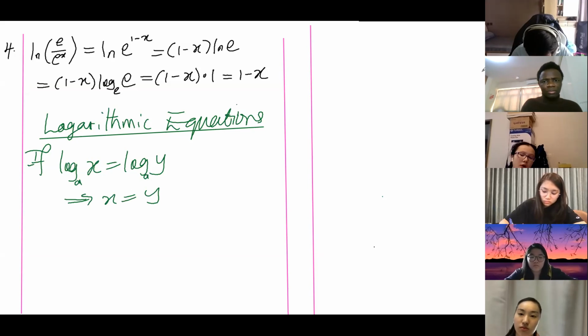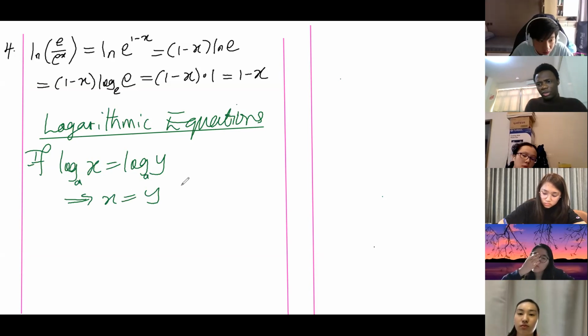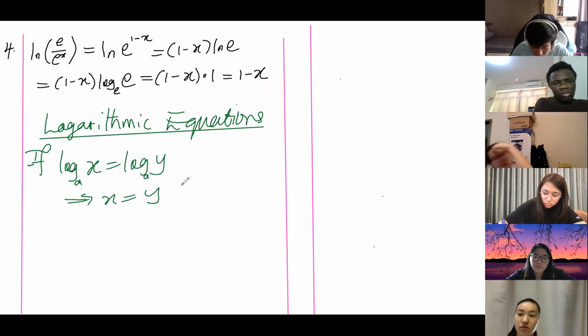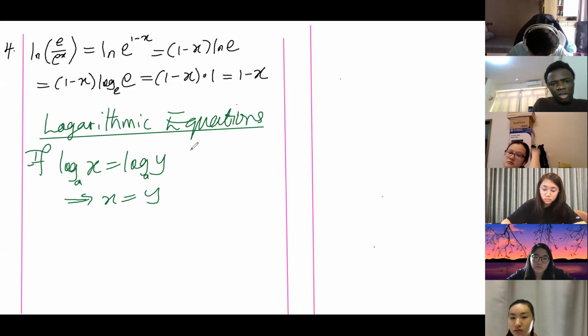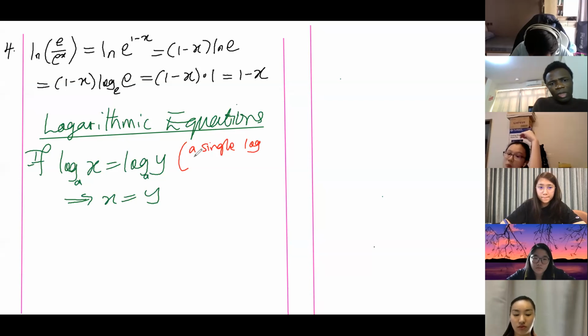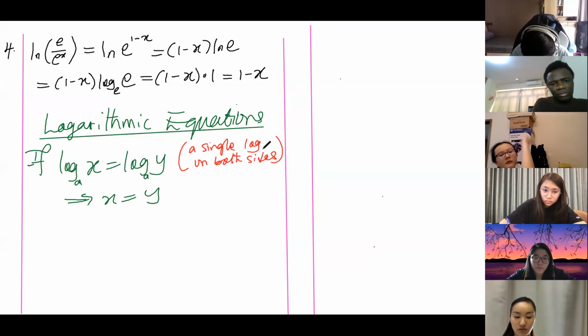So if you are solving this kind of question, your goal is to make sure you have only a single log on both sides before you can do this. You must have a single log on both sides. Or should I say on each side?